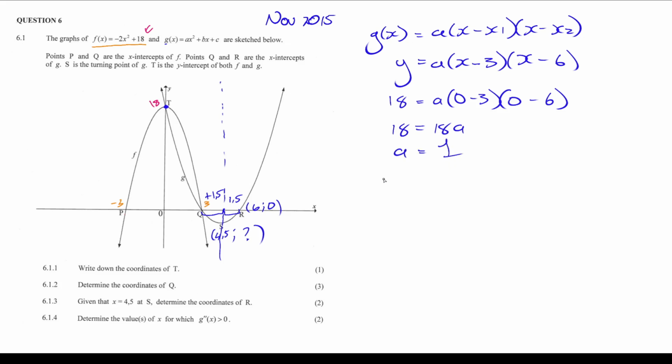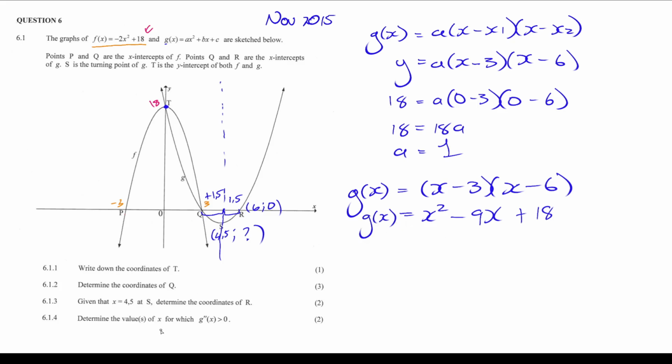So then I have a equals 1, so g of x equals (x minus 3)(x minus 6), which no mathematician would ever write because they're famously lazy. This ends up being x squared minus 3x minus 6x plus 18. Okay, so here we have g of x. Then we're going to find the first derivative, and then the second derivative. This gives us 2x minus 9, and then our second derivative is 2.